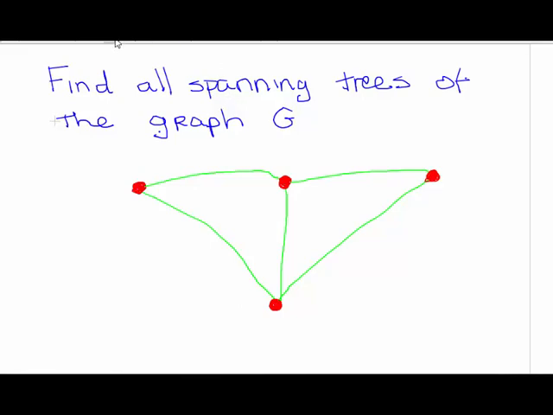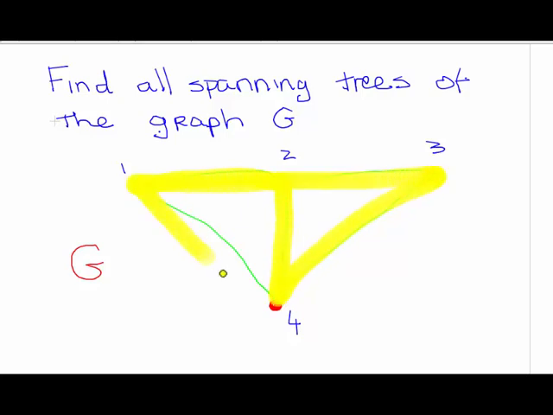Okay, in this presentation, what we have to do is find all of the spanning trees of the graph G. So this is the graph G here. There are 4 nodes, 1, 2, 3, and 4. And essentially what we have here is a series of edges there. Okay, I didn't really color that one in.